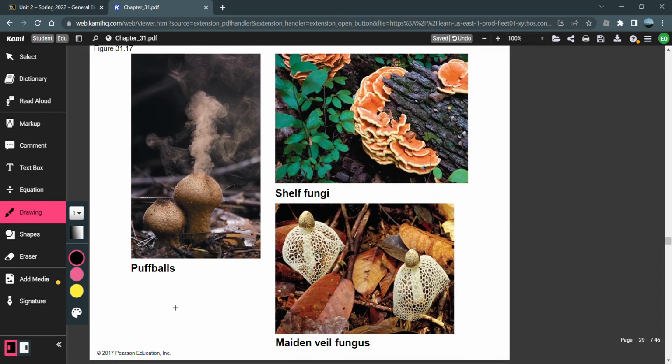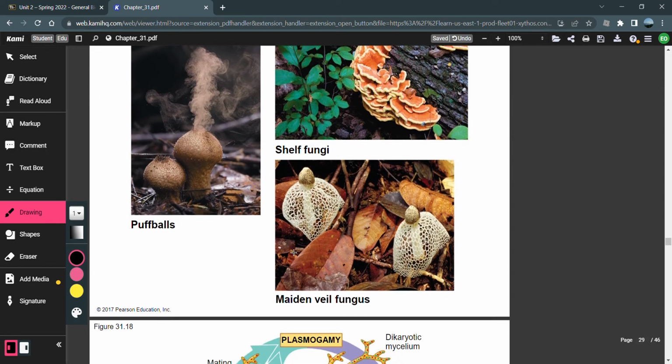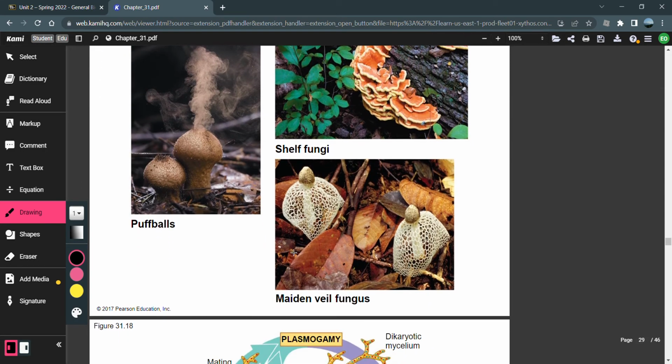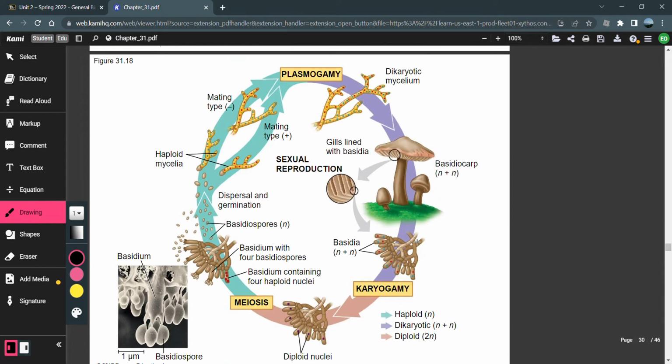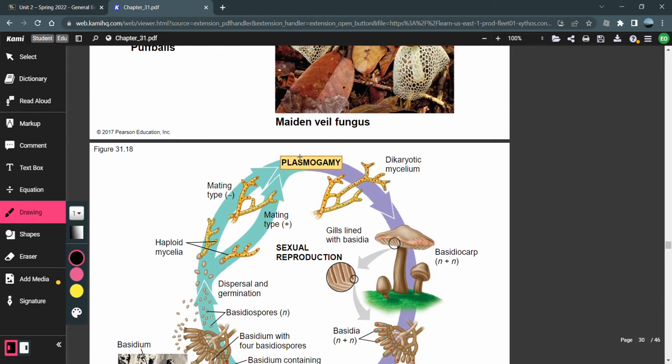So these are different types of basidiomycetes, such as puffballs, shelf fungi, and maiden veil fungus. The maiden veil fungus is my favorite because it looks fancy, pretty cool, right? That was a voice crack.